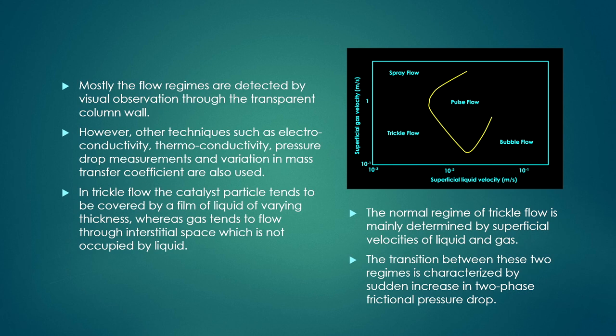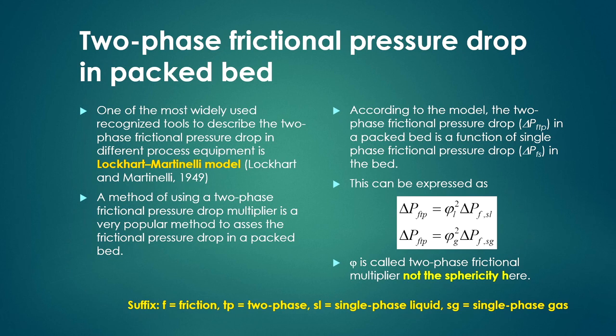Now there are several methods to assess this, either by correlation method, or by stochastic method, or some mechanistic method by which you can assess this frictional pressure drop. One of the important methods based on which you can assess this two phase frictional pressure drop, whenever fluid is flowing through the packed bed or any conduit where there is a two phase flow, is called the Lockhart-Martinelli method. In 1949, Lockhart and Martinelli gave a certain concept based on which the frictional pressure drop of the two phase flow can be assessed.